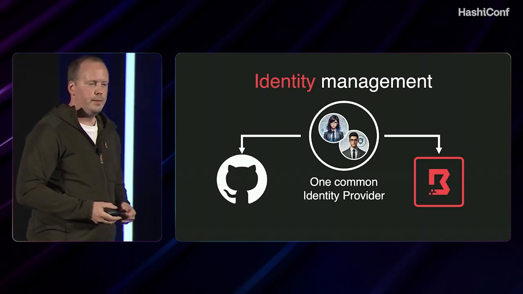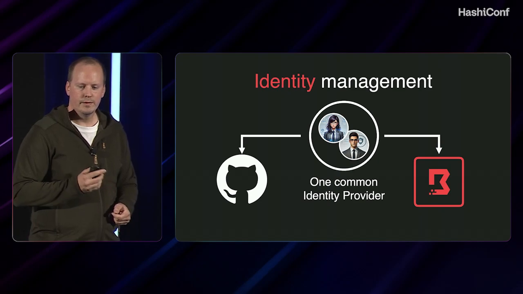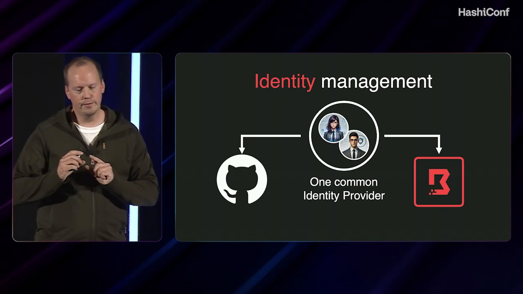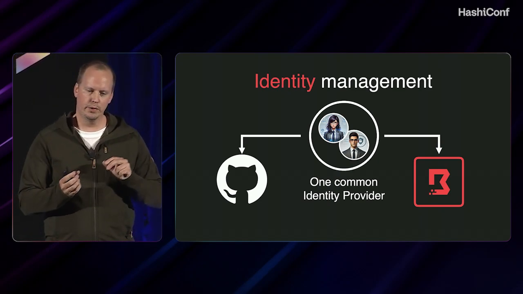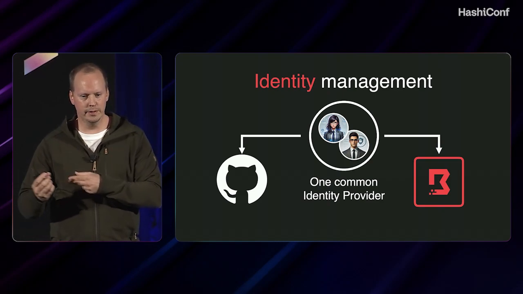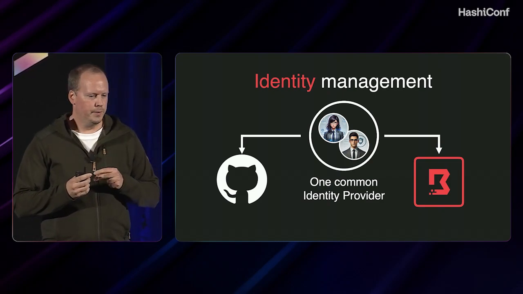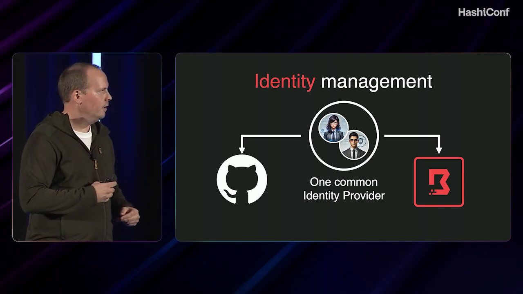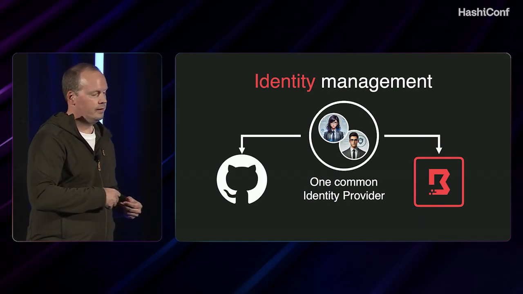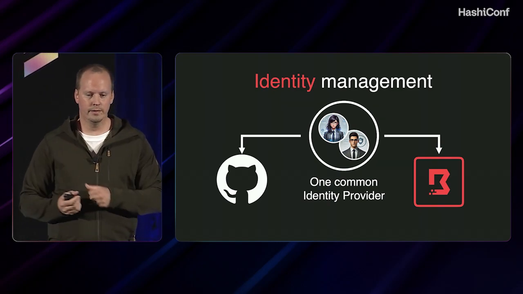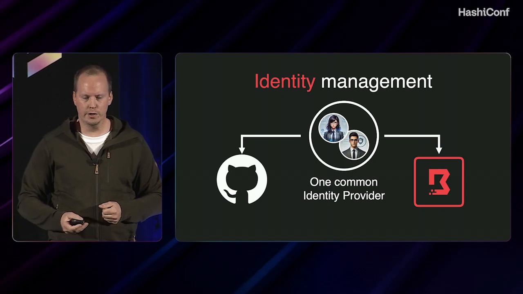And when it comes to identity management, this almost goes without saying, but you should have one single identity provider for both your GitHub environment and your Boundary environment. Because you want to make sure that an identity who requests access in GitHub is the very same identity that also gets the access in Boundary.